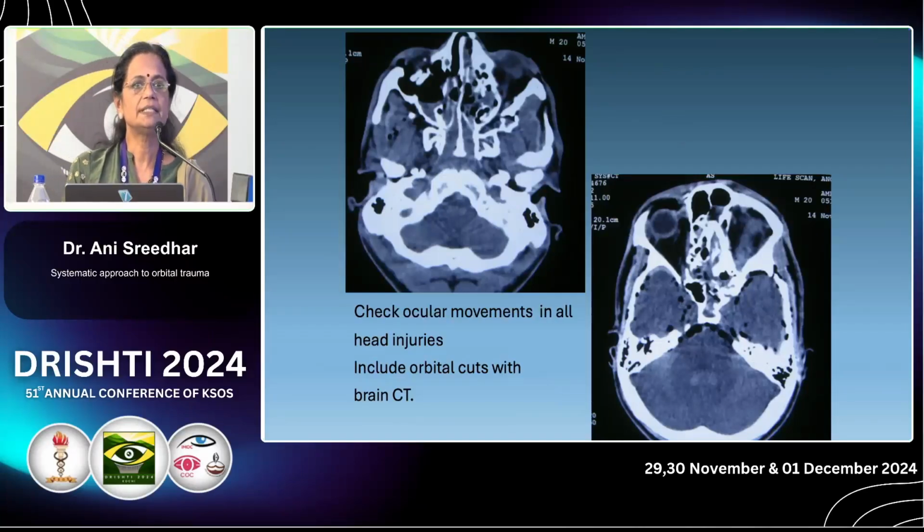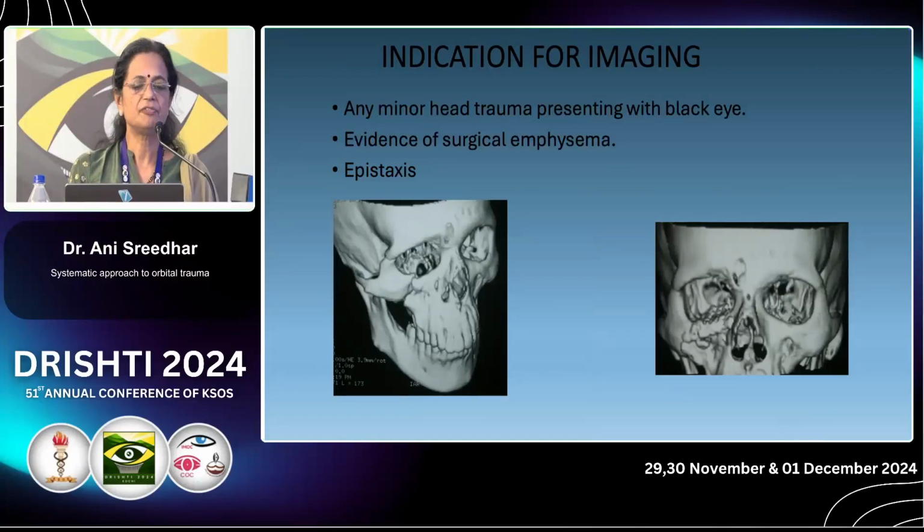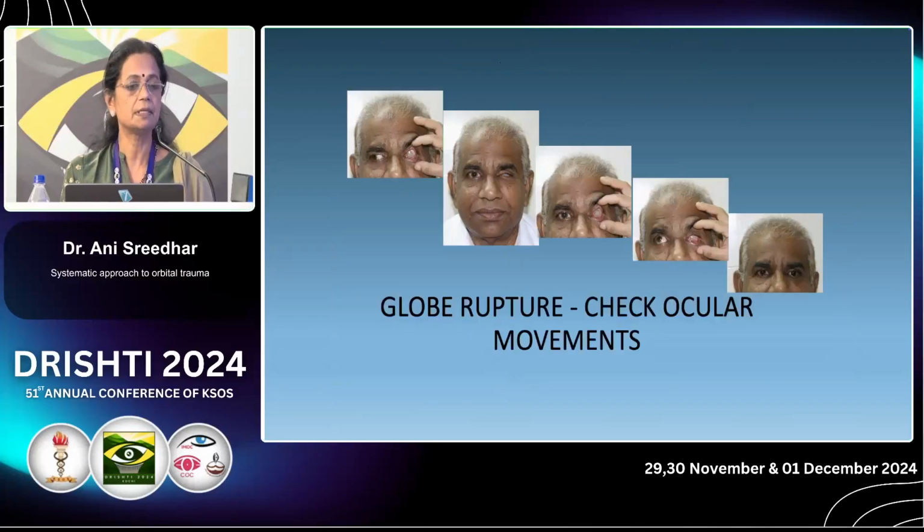And you should always take a CT scan of the orbit. The brain CT will not reveal the actual fracture, so always include orbital cuts along with the brain CT. What are the indications for imaging? If you have an ecchymosis, or crepitus, or large lid edema, you have to image the patient, or if there is epistaxis.